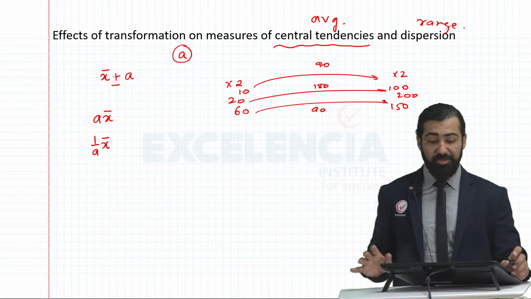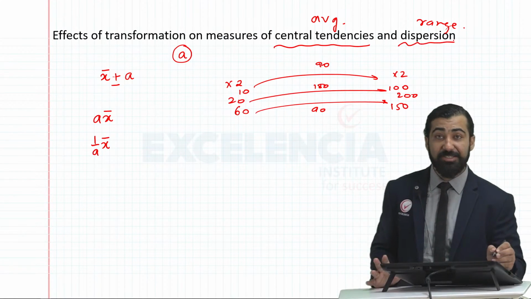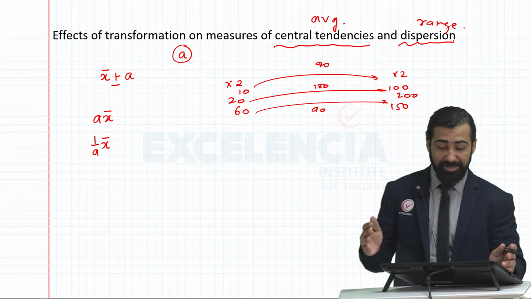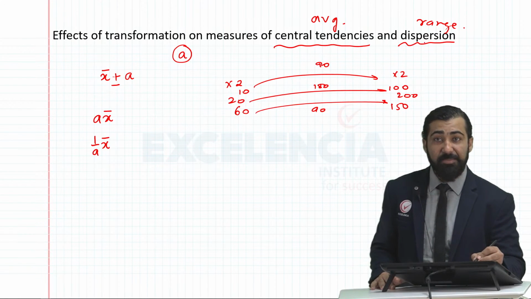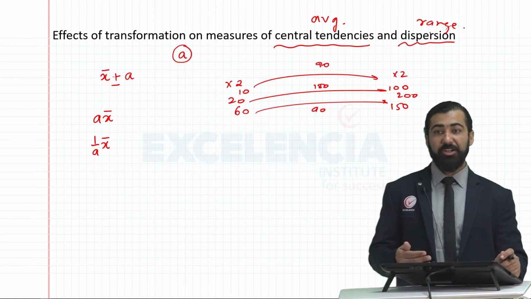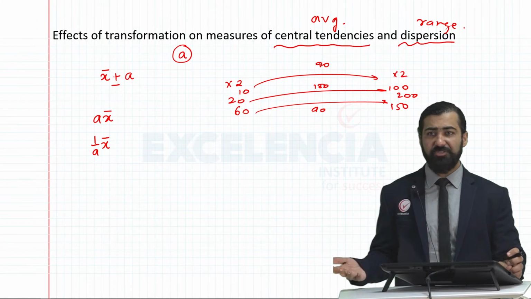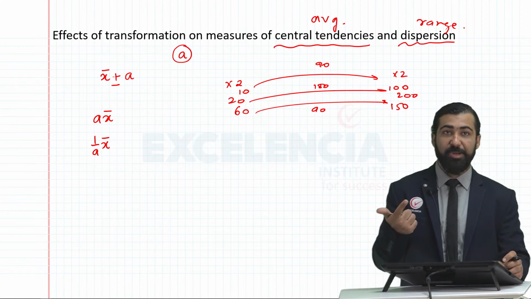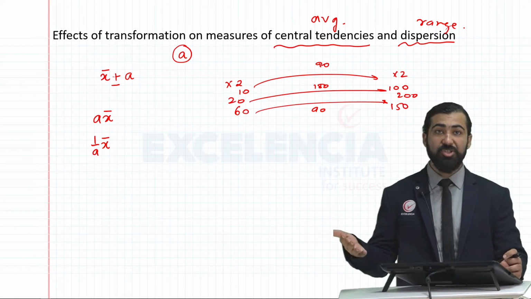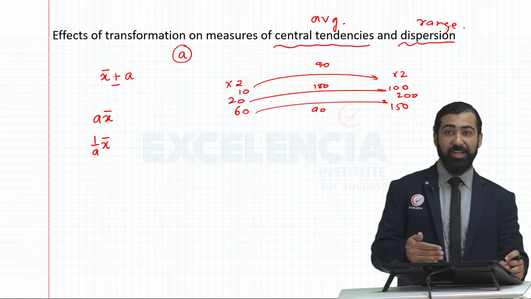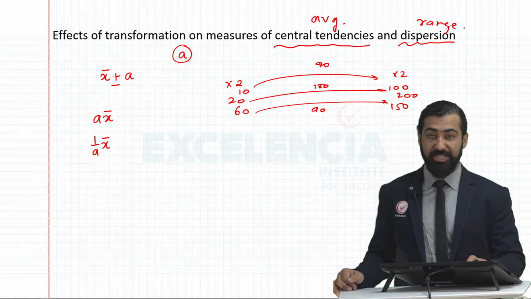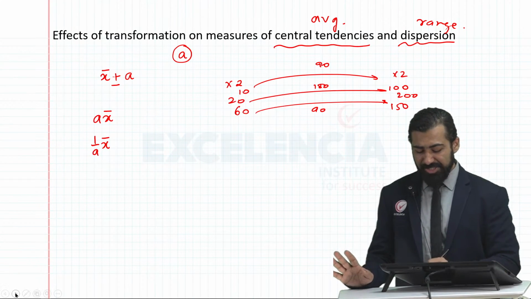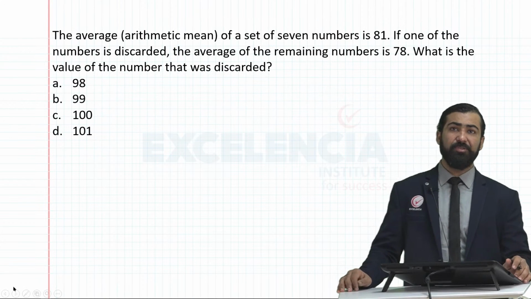So measures of dispersion, range and standard deviation in our case, more likely range, gets affected in the same direction as when you multiply or divide. Basically, we call this change of origin or scale. Change of origin, addition and subtraction, does not affect our range, whereas multiplying or dividing, changing the scale, changes the range. Simple questions on each of these will be asked, not very tricky questions.